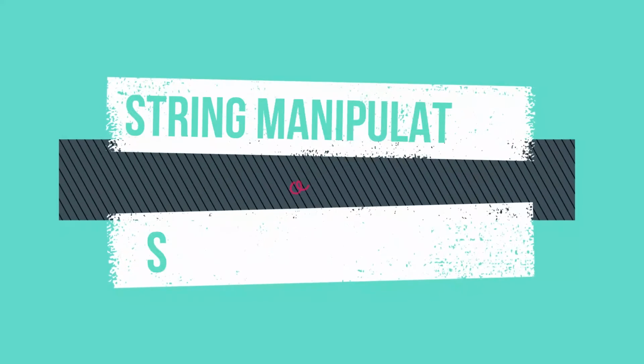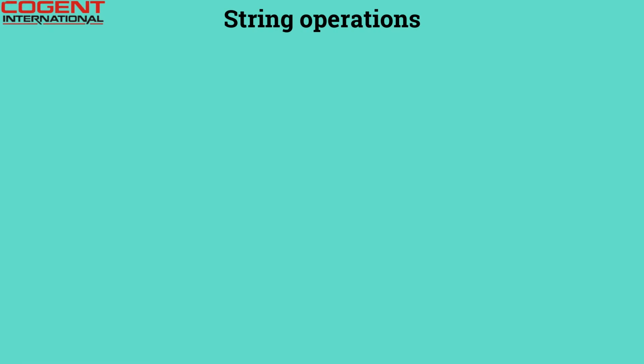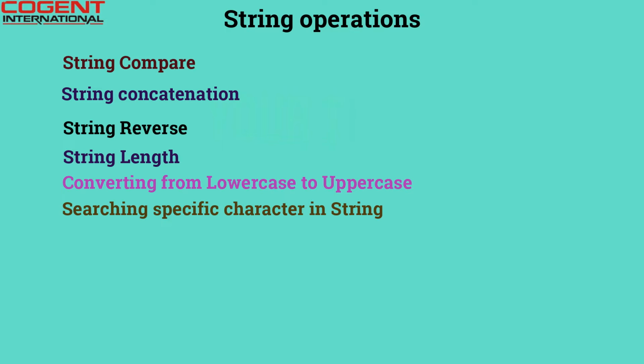Now let us see the string manipulation functions or the string operations here. We can perform various operations on strings, namely string compare, string concatenation, string reverse, string length, converting from lowercase to uppercase and vice versa, then searching a specific character in a string, then string copy here.